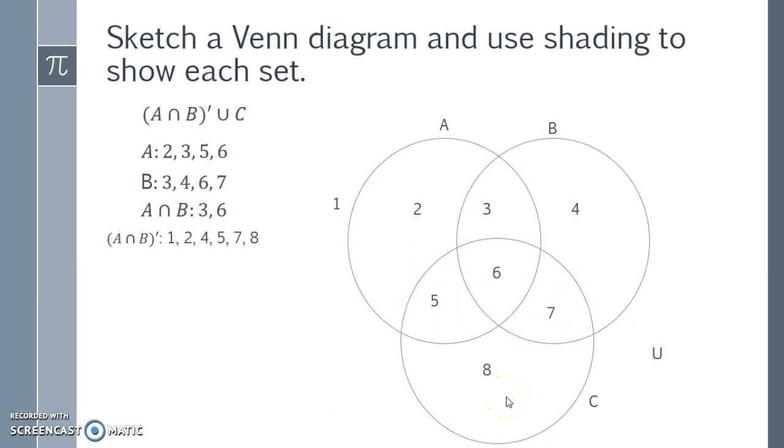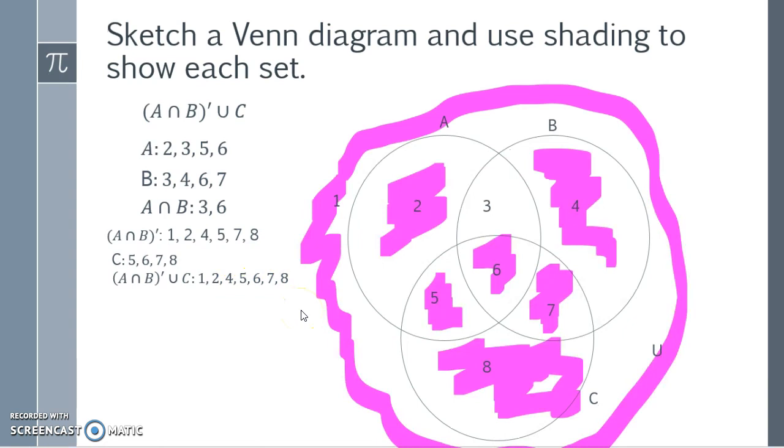We want to combine that with C. So I'm going to look at C, and C is sections 5, 6, 7, and 8. So if I combine all of these sections together, I see I end up with 1, 2, 4, 5, 6, 7, and 8. So those are the ones which need to be shaded. Everything but number 3 needs to be shaded.